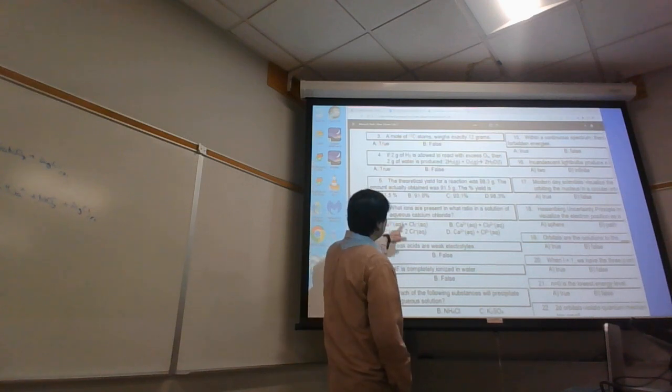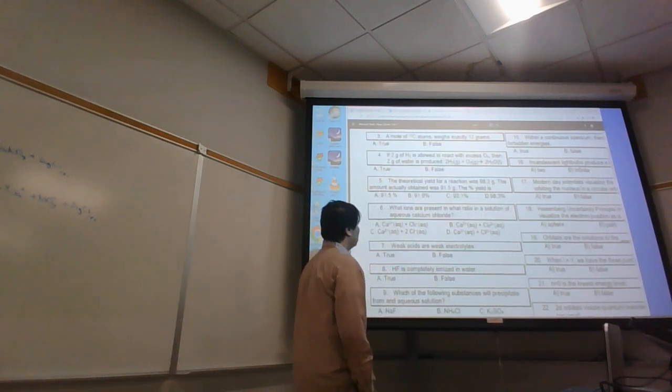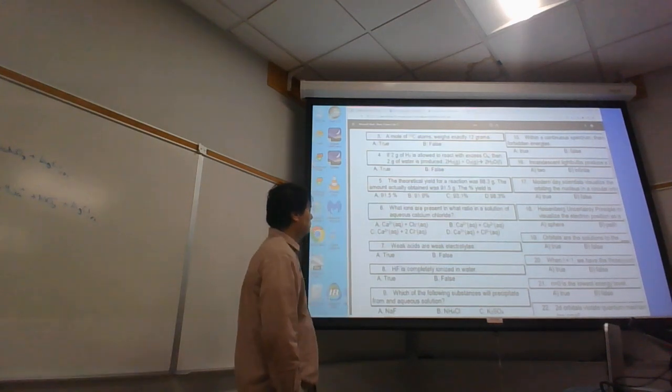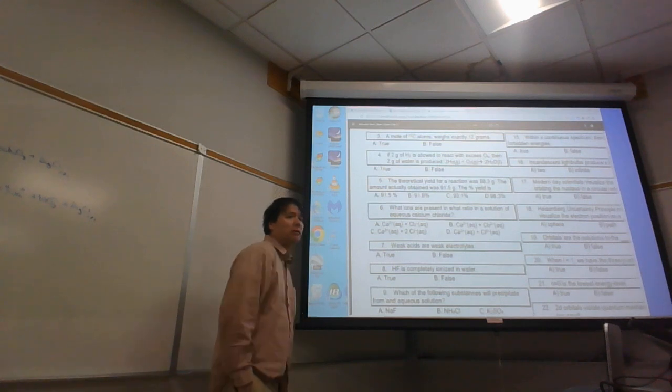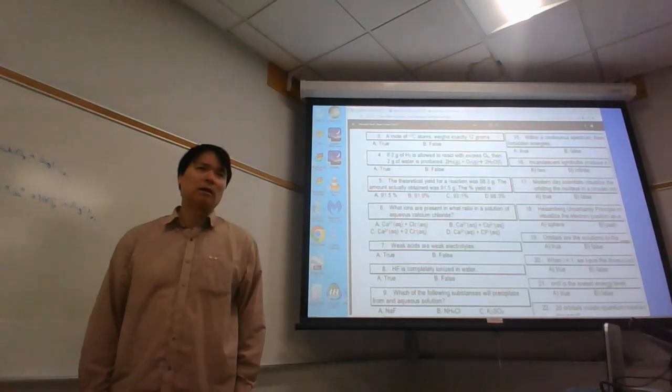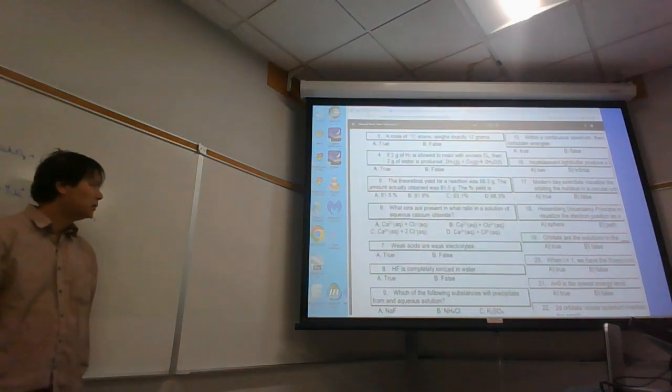Number 6, what ions are present in what ratio in a solution of aqueous calcium chloride? Well, calcium chloride, chlorides are all soluble except for silver, lead, and mercury. So it's a soluble salt. Soluble salts are going to be strong electrolytes that dissociate into ions. So, which one does it look like?